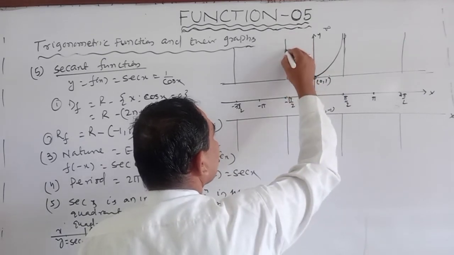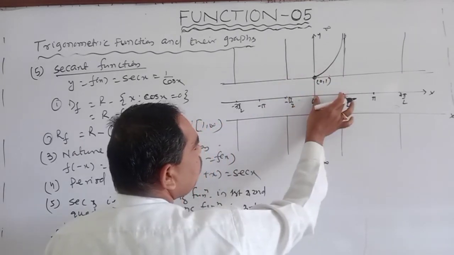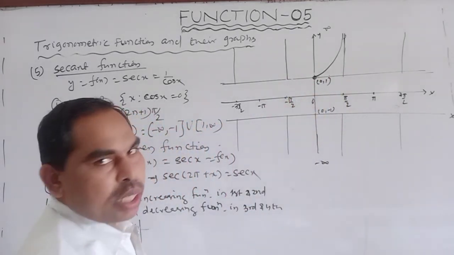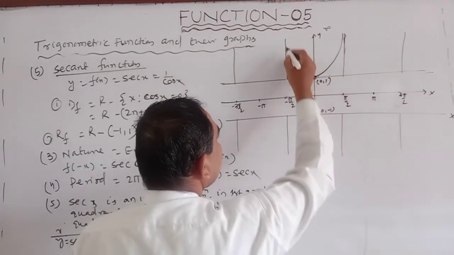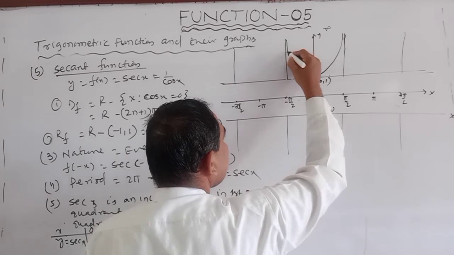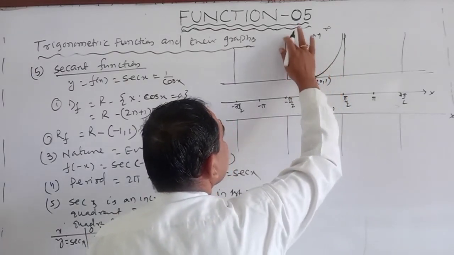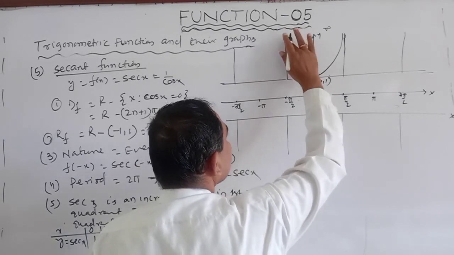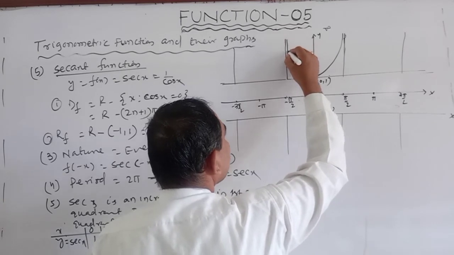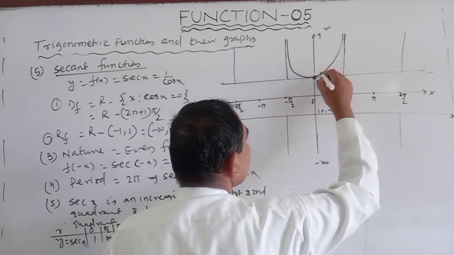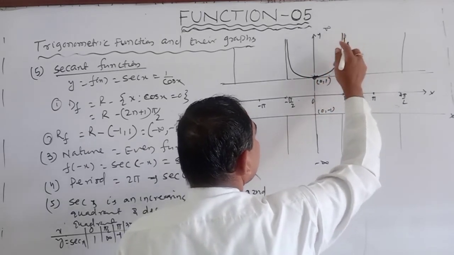In the fourth quadrant, sec is also positive. 0 to pi by 2 is the first quadrant, minus pi to 0 is the fourth quadrant. In the fourth quadrant, sec is also positive. So sec of minus pi by 2 is also plus infinity. This type of graph.